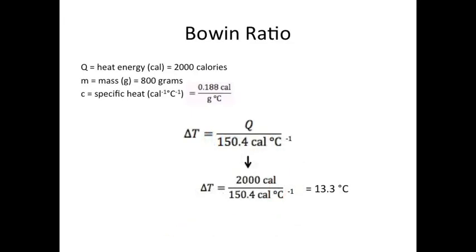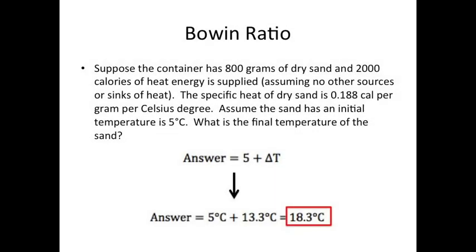So now you can put the 150.4 calories per degree Celsius on the bottom of the equation. Now you can plug in Q on top, which is 2,000 calories. This will give you a change in temperature of 13.3 degrees Celsius. Now you are going to want to take that difference in temperature, or delta T, and add it to 5, which was our initial temperature, to get your answer. So our answer equals 5 degrees Celsius plus 13.3 degrees Celsius, which equals 18.3 degrees Celsius.